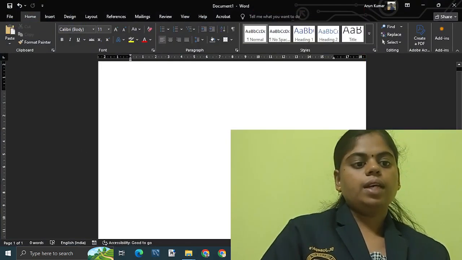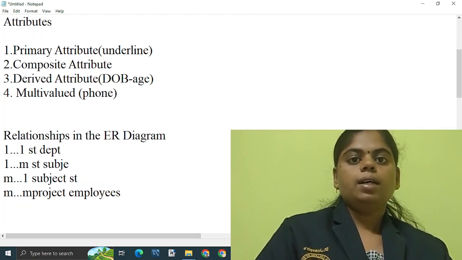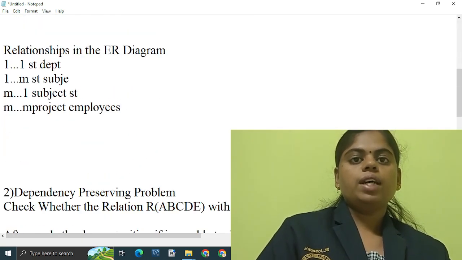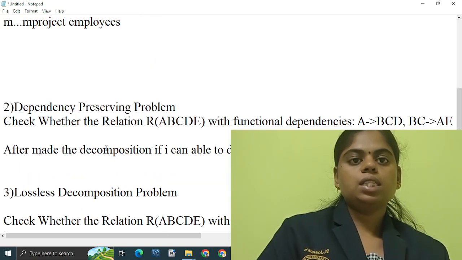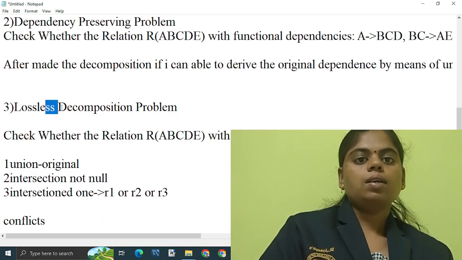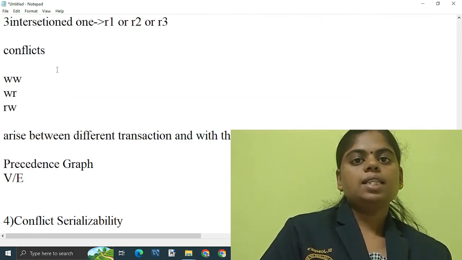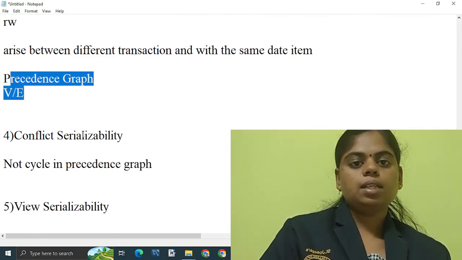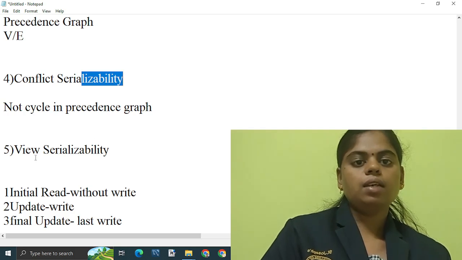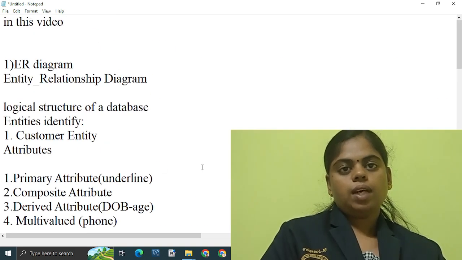So we looked into the concept of the ER diagram, followed by the attributes of your ER diagram, how to represent the relationship, then the decomposition preserving problem, the lossless decomposition problem, followed by serializability and how to draw the precedence graph, conflict serializability and view serializability. So these are all the topics we have discussed today.